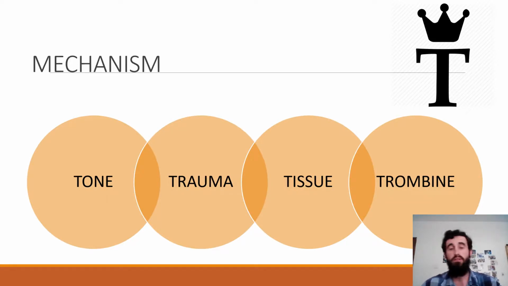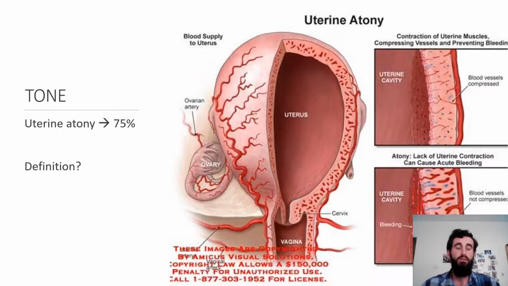And now we're going to see the mechanisms, which are very easy to remember because we can aggregate them in 4 main T's. So repeat after me: Tone, trauma, tissue, thrombin. These 4 T's we cannot forget anymore in our lives. We have to remember these 4 T's: tone, trauma, tissue, thrombin. We are going to start seeing each one in detail.